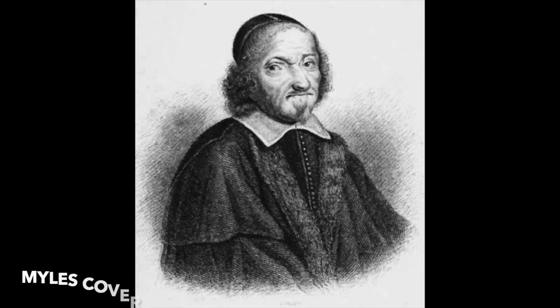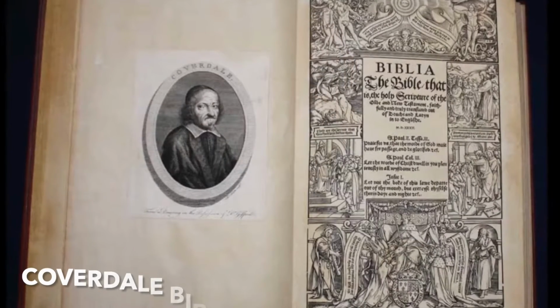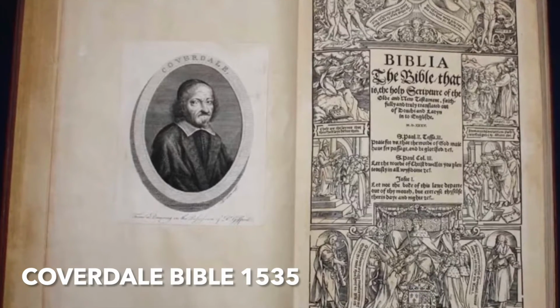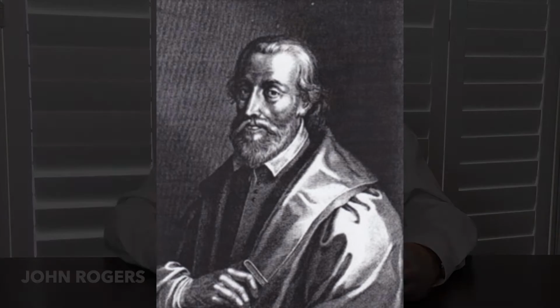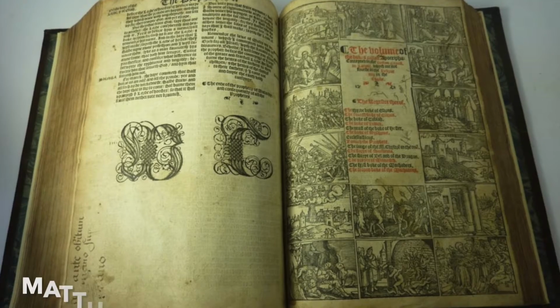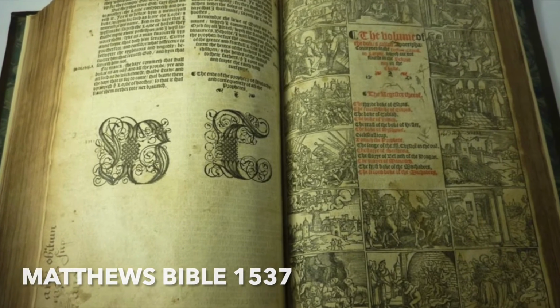There were many later translators and translations. Miles Coverdale in 1535 took Tyndale's Pentateuch, which was published in 1530, and Jonah, and he put them with material from the Latin Vulgate and from the German. John Rogers, just a couple of years later, published Tyndale's Genesis to Chronicles, and then the rest was from Coverdale, and this was known as the Matthew's Bible.